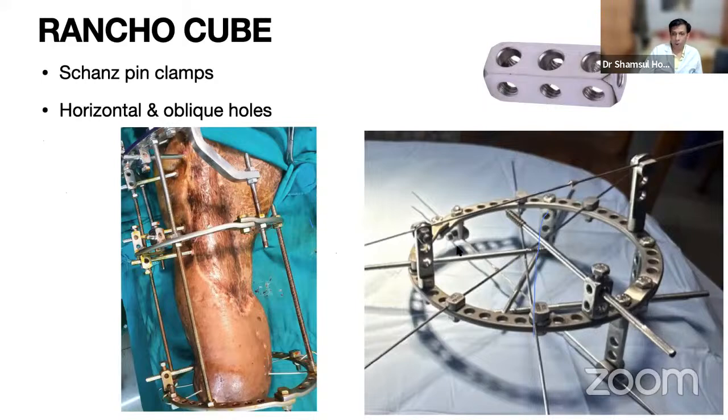So you can just use one ring over here, and then you can apply one pin over here, one pin at upper level, one pin at lower level. These are the Rancho cubes, arranged to accommodate the shank pin clamps. So we have horizontal and oblique holes, Rancho cubes for the shank pins.